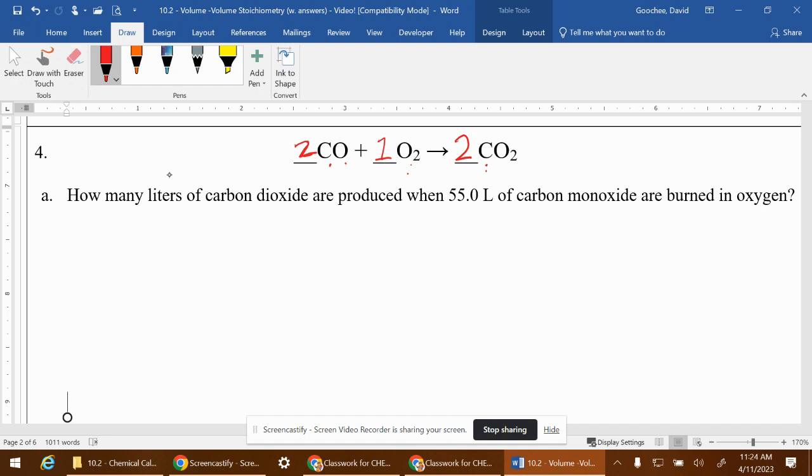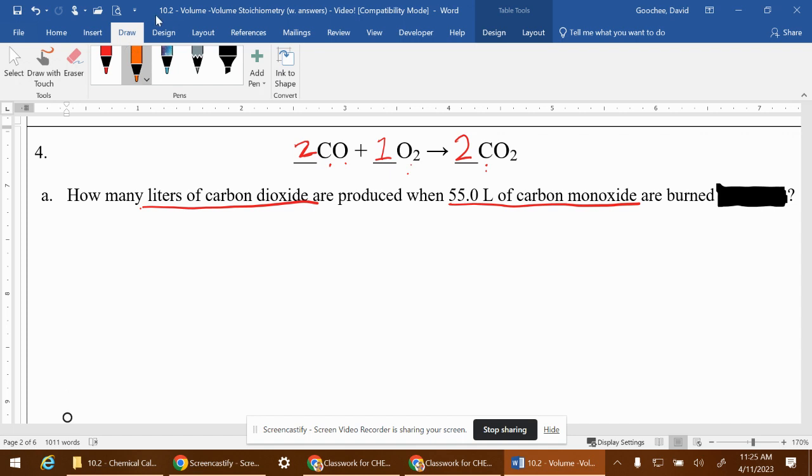So question 4A, how many liters of carbon dioxide are produced when 55 liters of carbon monoxide are burned in oxygen? Now we've got this part on the end here that says burned in oxygen. We can just ignore the part that says in oxygen. That's just providing more context. It's just basically using words to describe this reaction, but the oxygen isn't really factoring into this problem at all. So we can just ignore that, okay?